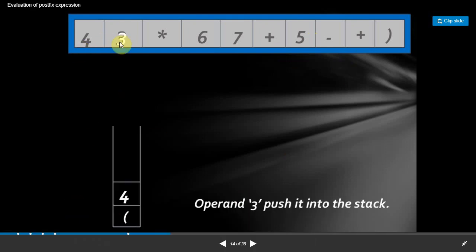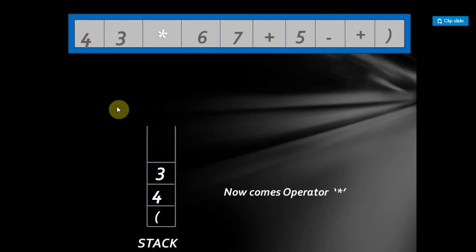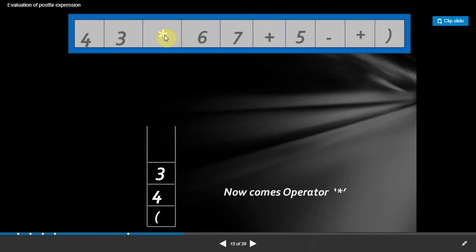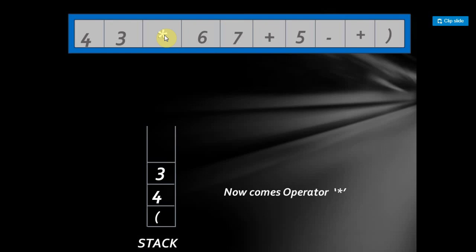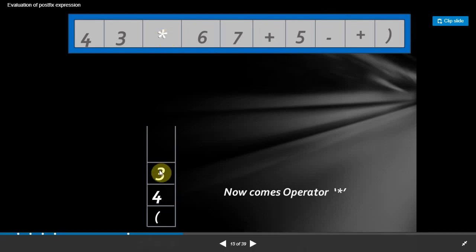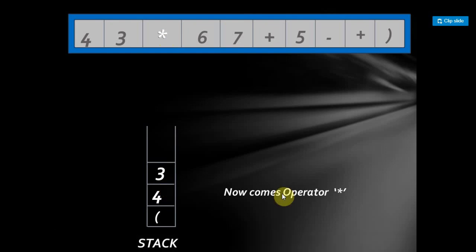Your next input is 3. 3 is also an operand, again just push it into the stack. Now the input is an operator, asterisk. So now you have to pop the top 2 elements. What are the top 2 elements? 3 and 4. Pop them and perform the operation.